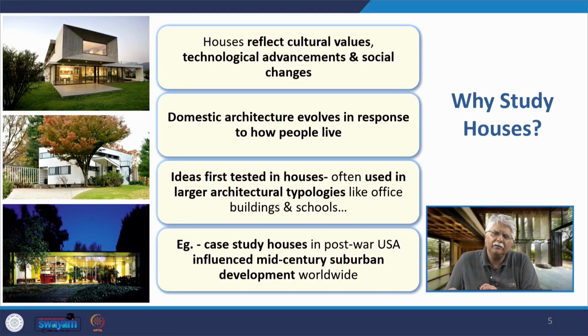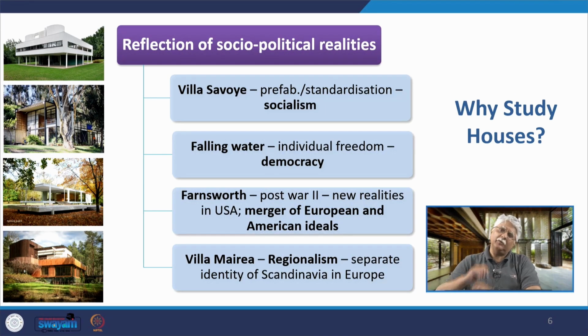Examples are, and we will look at that, the Case Study Houses in post-war USA, which were influenced by mid-century suburban development that was taking place worldwide. They are also a reflection of socio-political realities. Like Villa Savoye, its prefab and standardization was a reflection of socialism. Similarly are the prefab houses that were designed and some of them constructed by Walter Gropius. Fallingwater is about individual freedom and democracy. Farnsworth House by Mies van der Rohe, a German architect building in the United States, is a merger of American and European ideals. Villa Mairea by Alvar Aalto in Finland is about critical regionalism, a separate identity of Scandinavia within Europe, a connection between modern and regional identity.